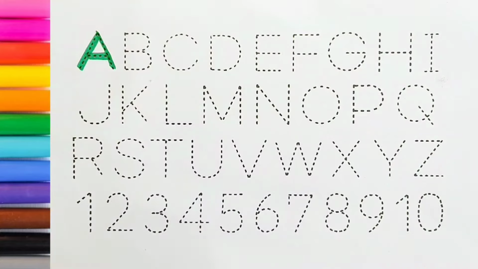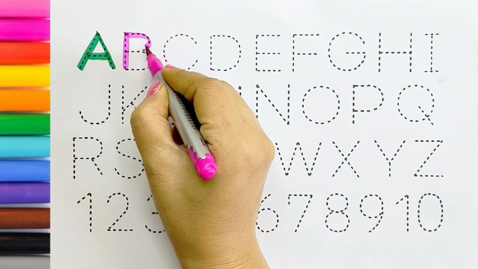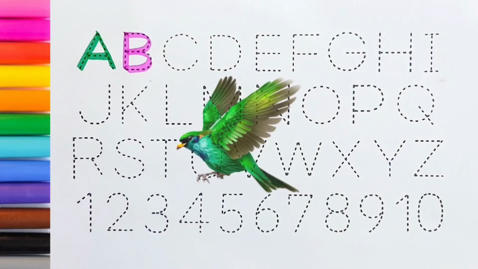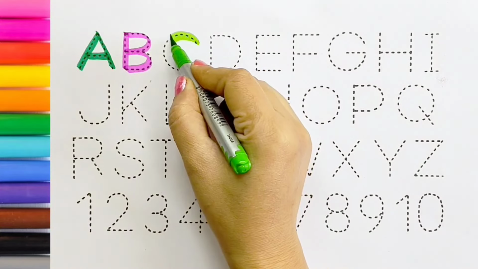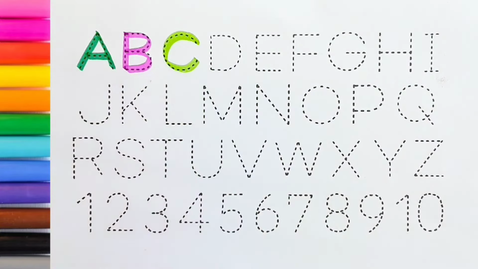Pink color B. A, B, C, D, E, F, G, H, I, J, K, L, M, N, O, P, Q, R, S, T, U, V, W, X, Y and Z. B for bird. Light green color C. Now I know my ABCs. Next time, won't you sing with me? C for chair.